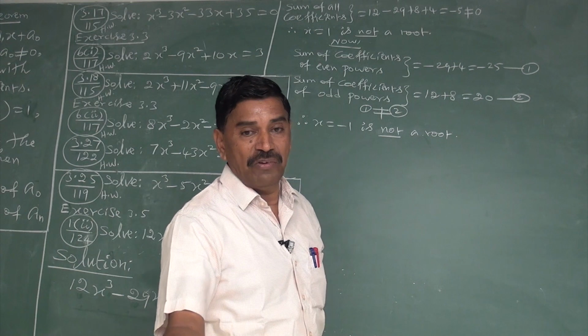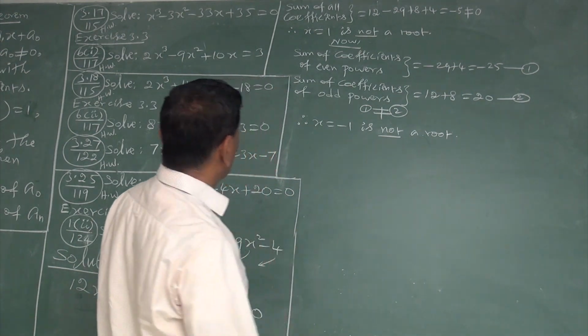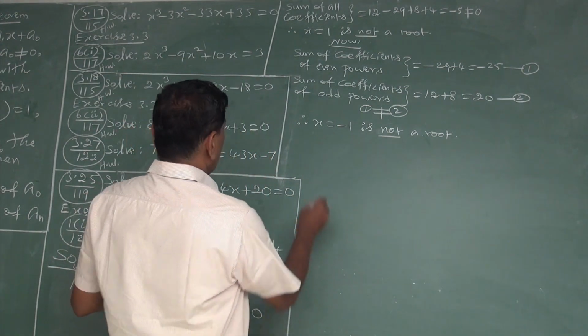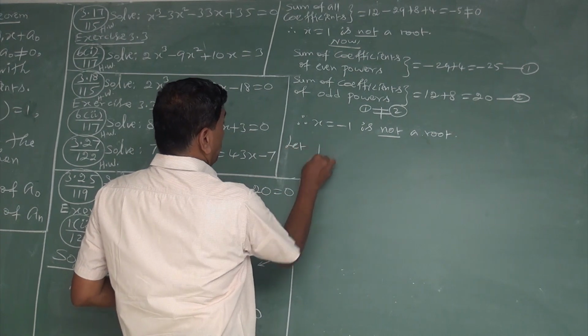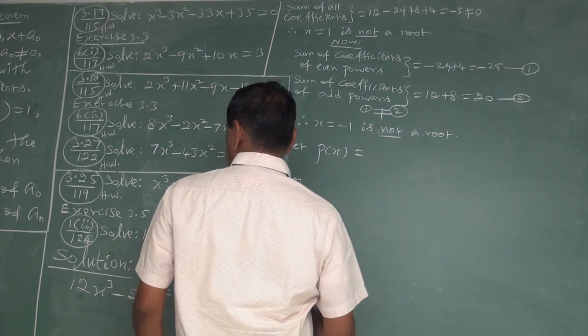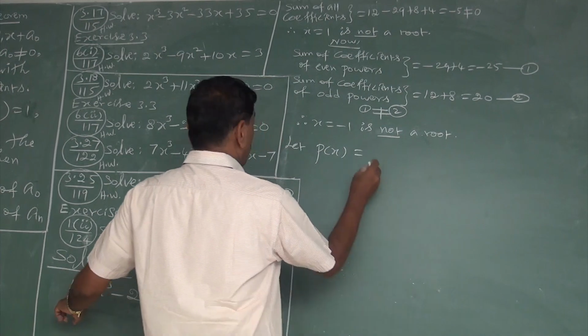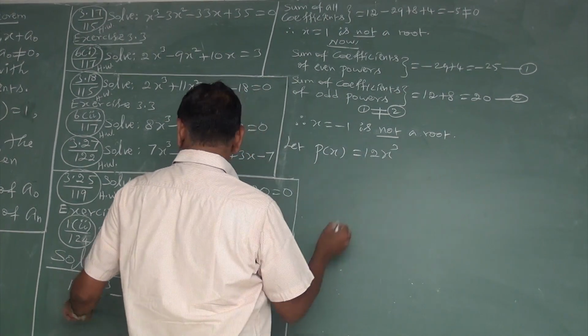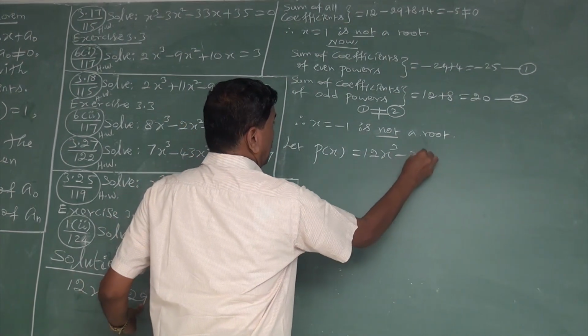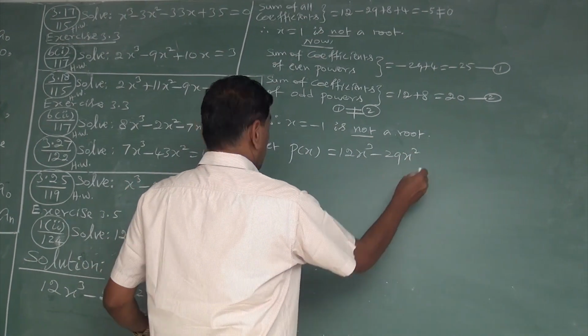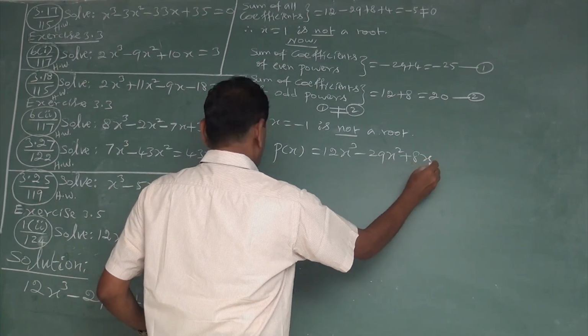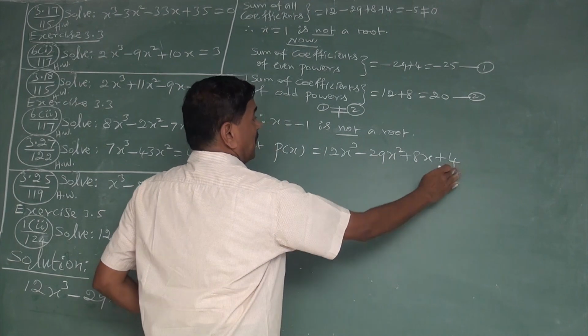Any idea to verify? Very good. We want to verify p of 2. Let the given equation equal p of x. Can you tell me what is p of x, please? Very good. 12x cube, next, minus 29x square, plus 8x plus 4. Okay, which is p of x.